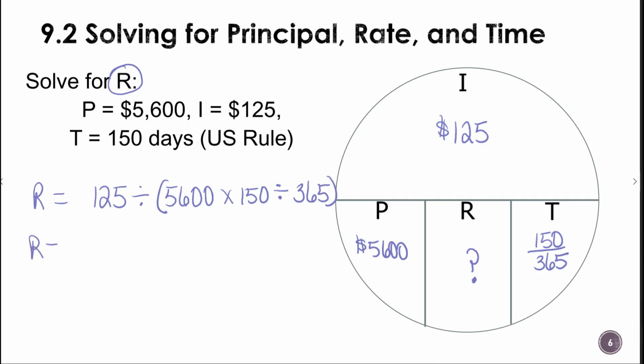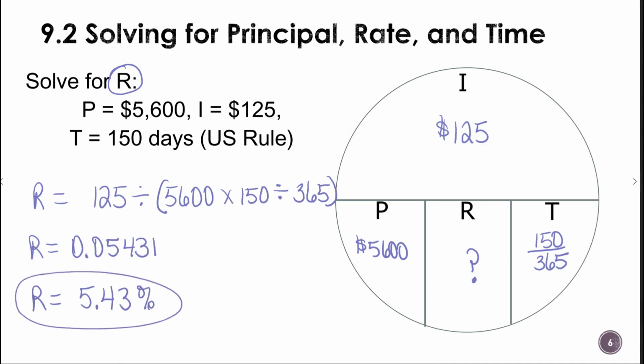Now when I calculate this, I get this decimal number, 0.05431. Well, that is an interest rate, and we'll round to the nearest 100th of a percent, so that means 2 places after the decimal. And that would give us 5.43%, right? That's what we found when we calculated the rate.